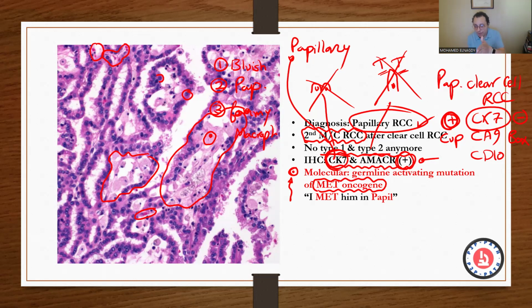That is why I was saying I met him in Babel, which is a country, I believe, or a city. I don't really remember, but it's like MET, or MET oncogene, in Papel, which is papillary RCC. So that you memorize that papillary RCC has MET oncogene positivity. It was asked in 2 Q banks, Path Primer and also Path Dojo. That's what I remember. Okay, so make sure you add this information to your notes.